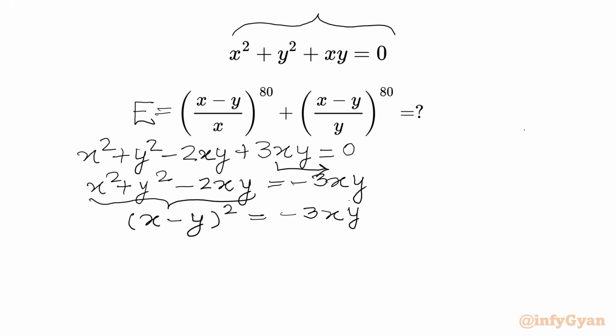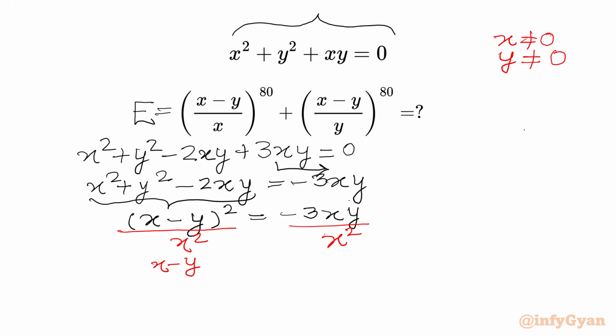Now we are going to divide this equation by x square first, then we will divide by y square. x cannot be equal to 0 as per our required expression, x is not equal to 0, and y cannot be 0. So LHS can be written as ((x minus y) over x) whole square, which will be equal to minus 3, x and x will get cancelled, we will get y over x.